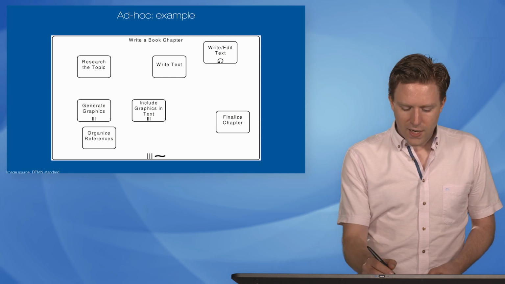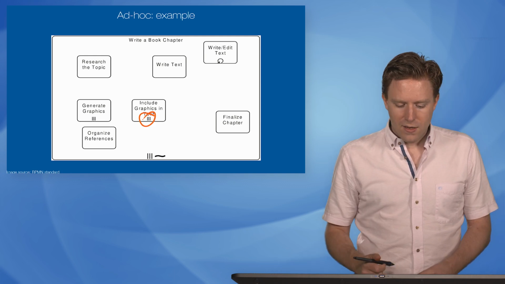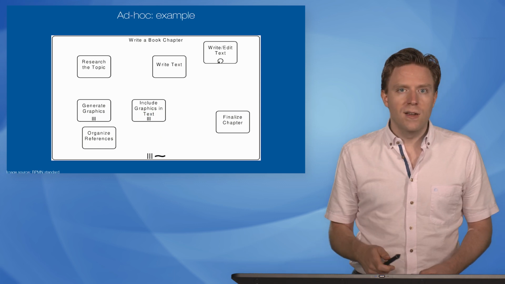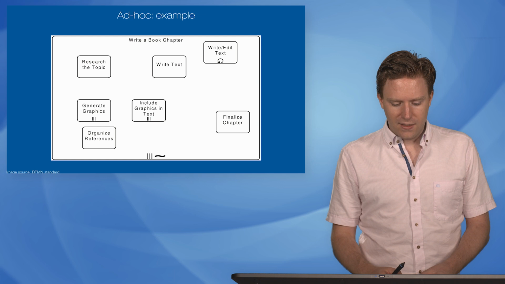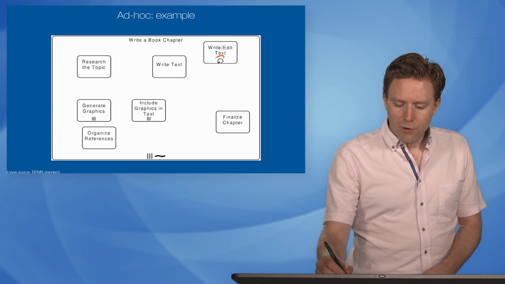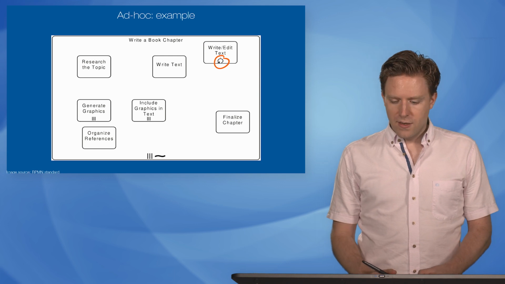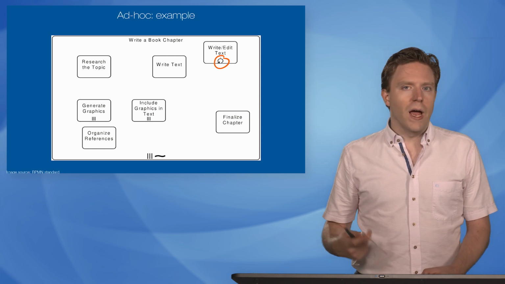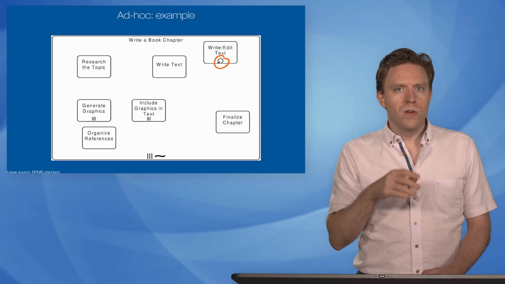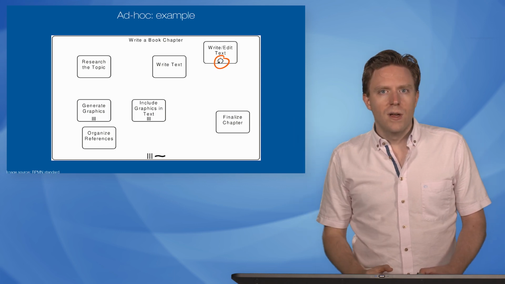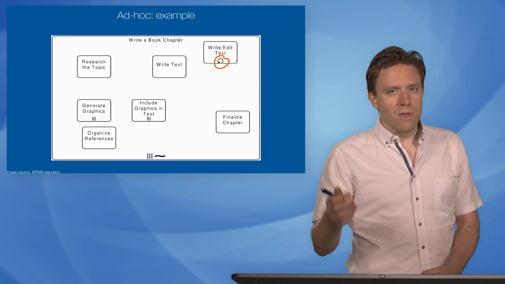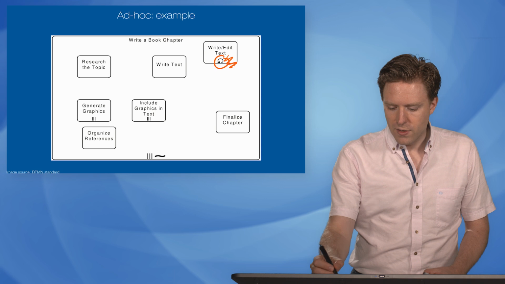Similarly, we have include graphics in text. That is also multi-instance. So for each graphic, I would imagine, it needs to be placed in the text. Then here we have the loop, which tells me that writing or editing text is repeated. So we do that over and over, but not in parallel. So just after one another.